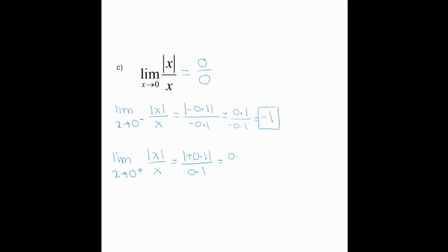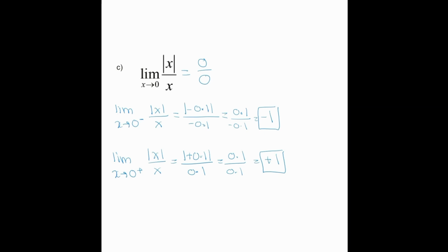So we end up with the absolute value of 0.1 is just 0.1, all over 0.1. We end up with a positive 1 value. This is the right side limit. So now, remember, if the left side and the right side don't equal each other as we approach a value, that means the limit does not exist.